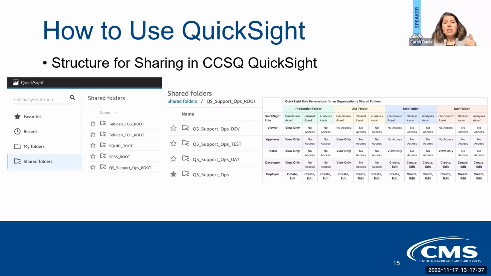Then we have developer and deployer. So this is where those two roles have the ability to create and edit. In the dev and test folders, both roles have the ability to create data sets, edit them, create analyses, edit them, and then publish and edit dashboards. It's only the deployer that has the ability to publish dashboards into the UAT and the production folder.